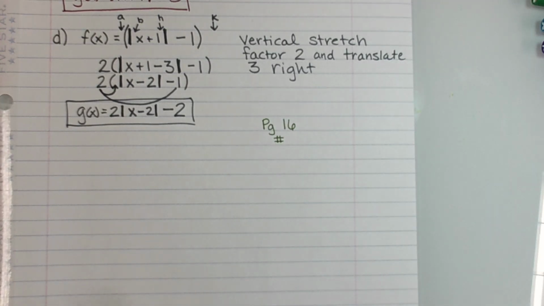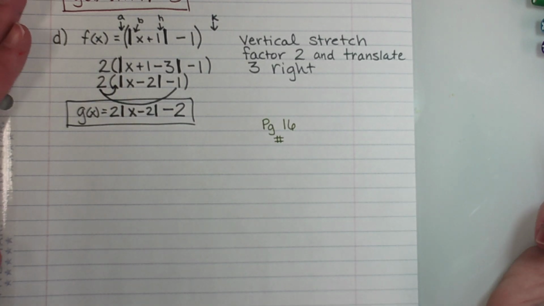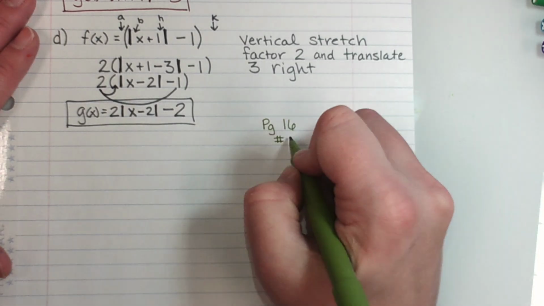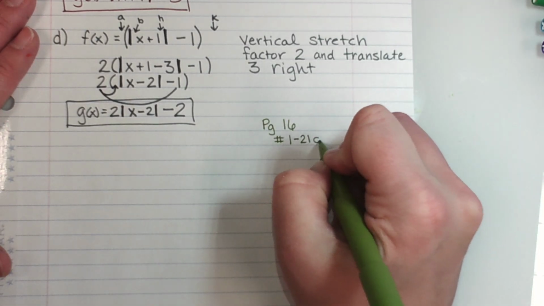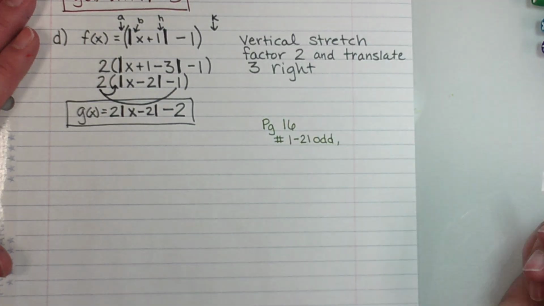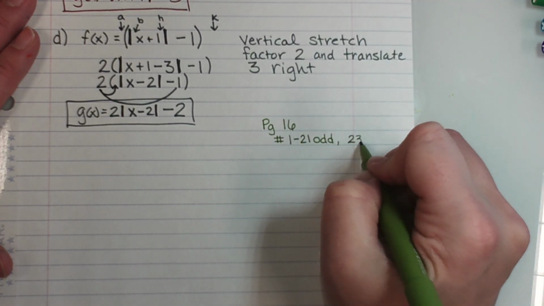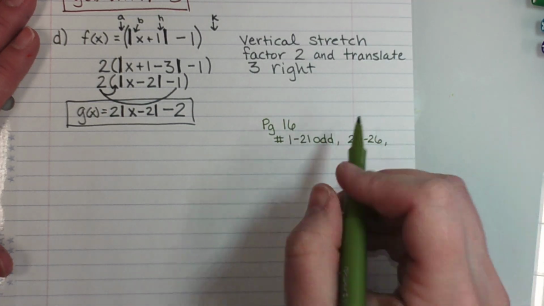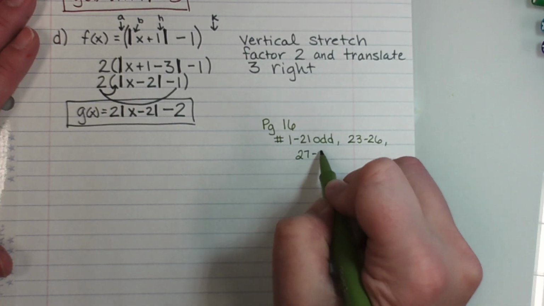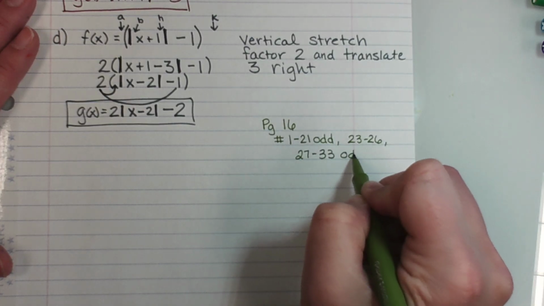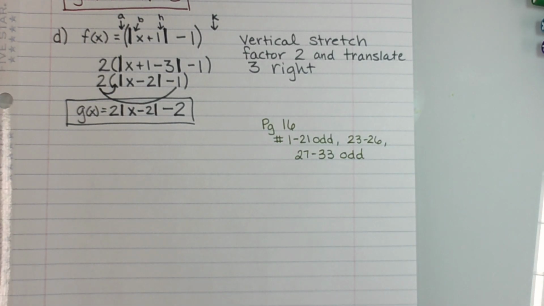By the way, the problems I did in the notes are harder than what's on the homework. On the homework, they only ask you to do one thing. I purposely wanted to give you problems where you did multiple things. So, we are on page 16. It is numbers 1 through 21, but those ones are the odds. 23 through 26. 27 through 33, also the odds. It looks like more problems than what it actually is.